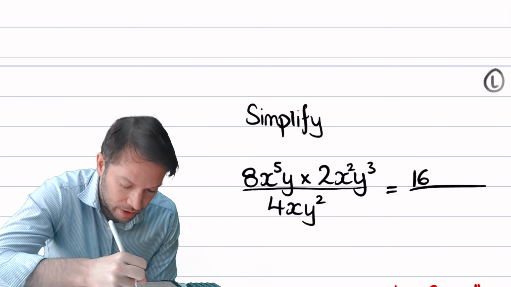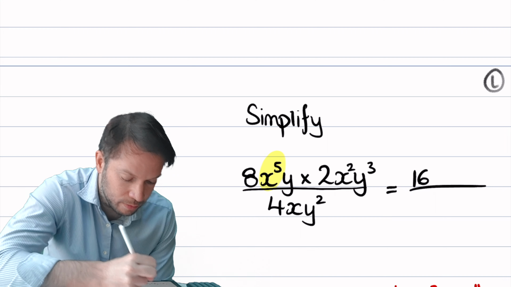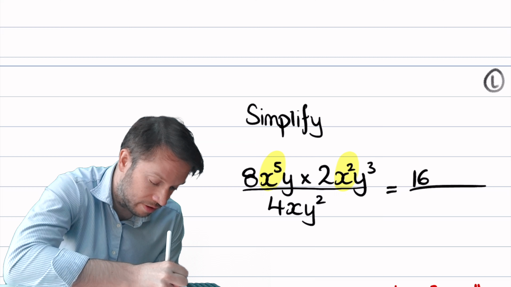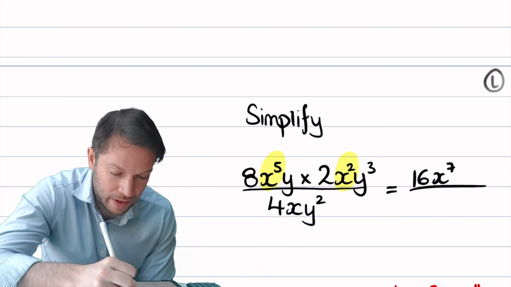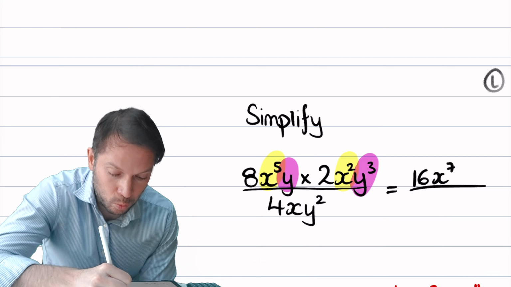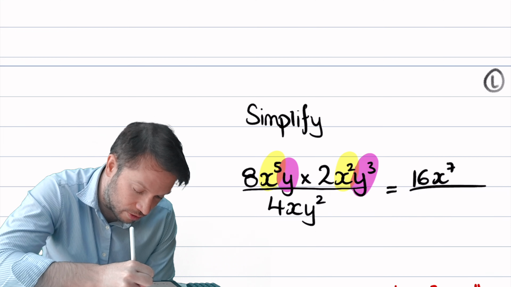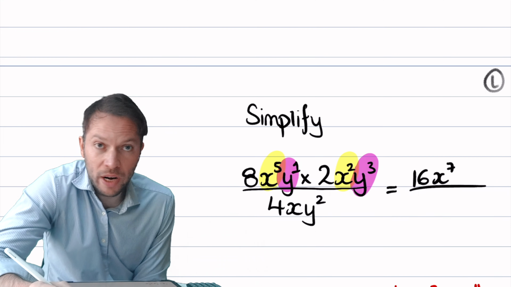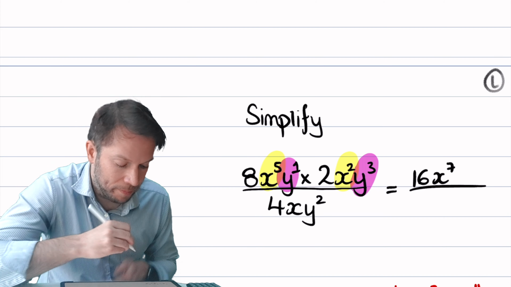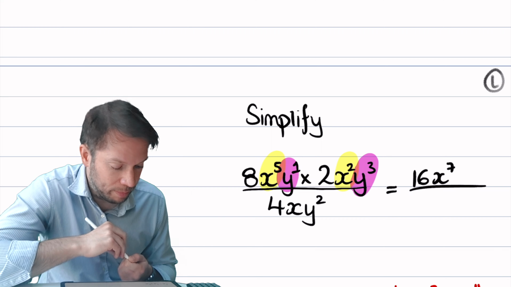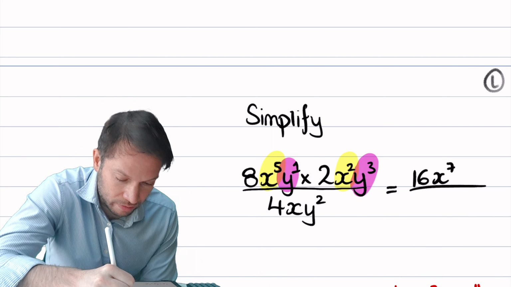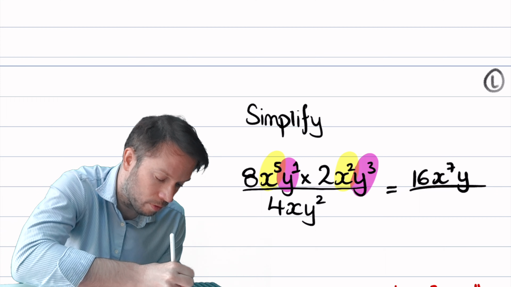Next, we're going to do the x to the 5 times x squared. Remember, we add the indices. 5 plus 2 is 7, so it's x to the 7. And then we're going to do the y times y cubed. Now, this first y doesn't have a power, so we could just give it a power of 1, because y to the power of 1 just means you're multiplying one y together, so that's just y. So we can put a little cheeky power of 1. And now we can add these indices. 1 plus 3 is 4, so it's y to the power of 4.